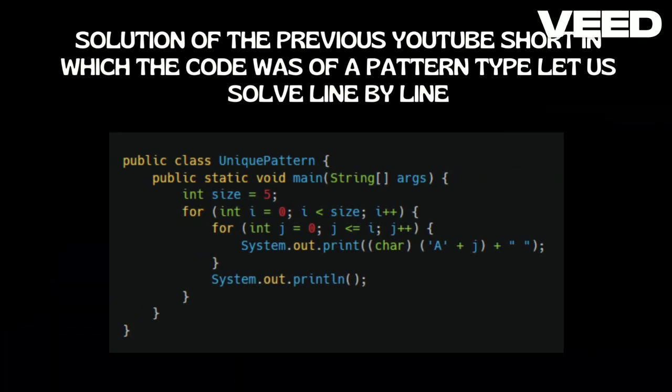Solution of the YouTube short in which the Java code was given was the pattern type. Let us solve it line by line.